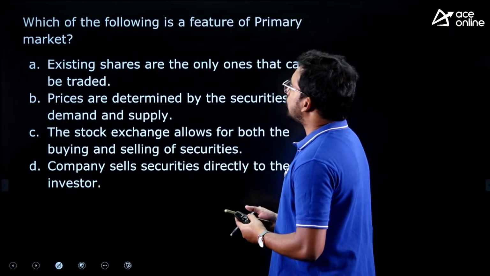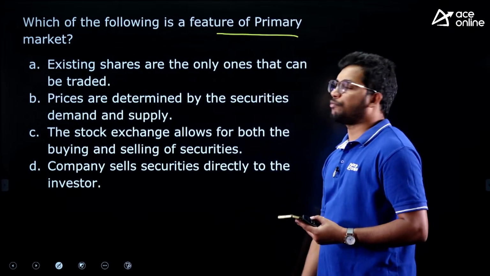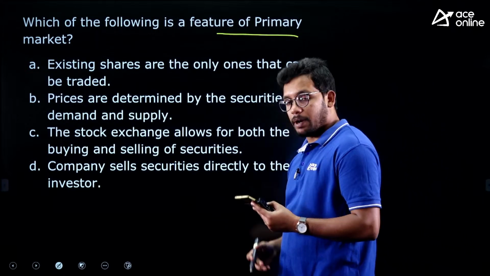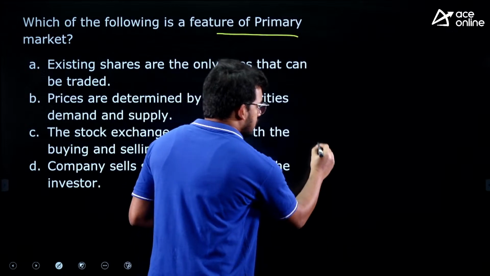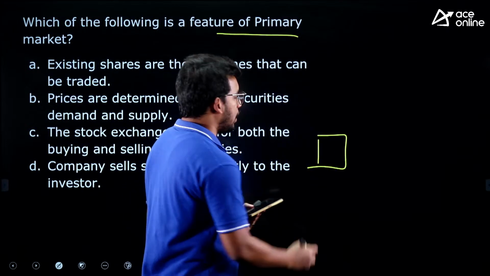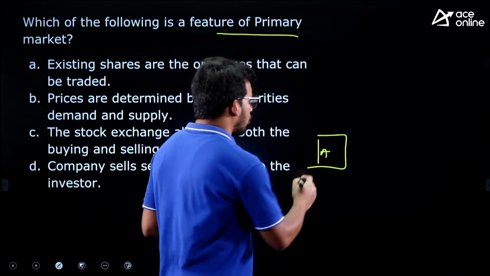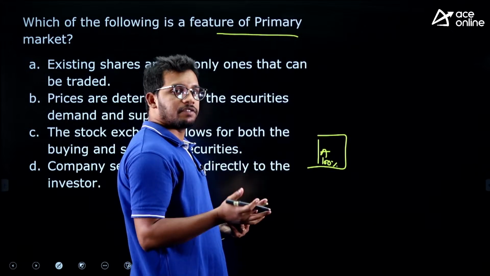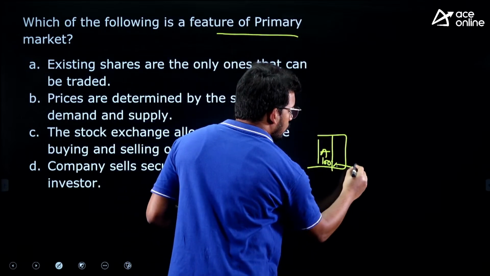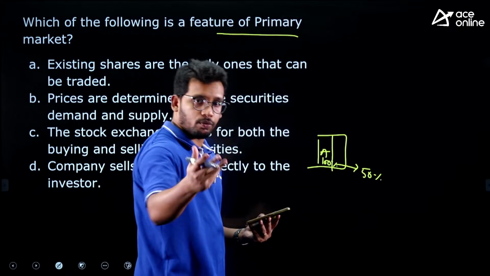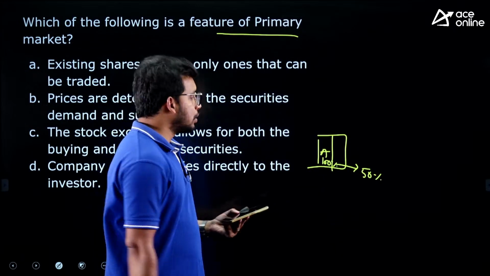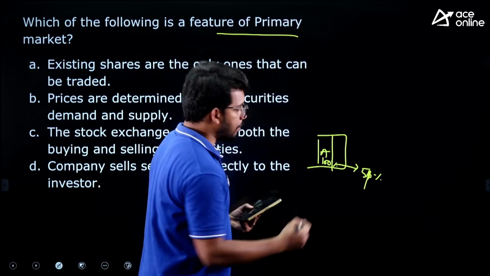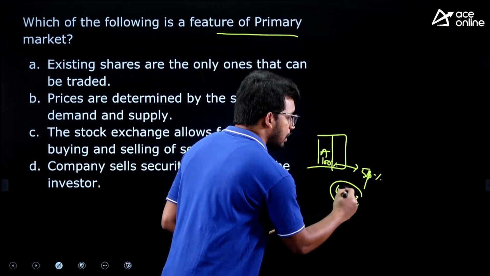Okay. Next one, which of the following is a feature of the primary market? Understand, for example, I am having a company A and this is my 100%. I invested everything and I am having 100% of the shares. Now, because of stress, I want to give 50% ownership to the public. So 51% of the shares I have kept with me, and 49% I am releasing to the public.